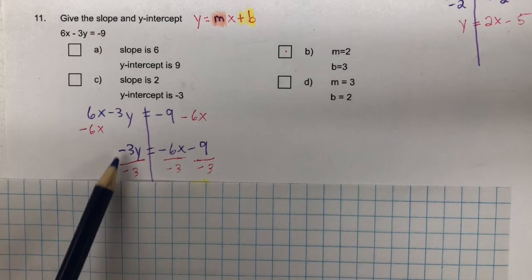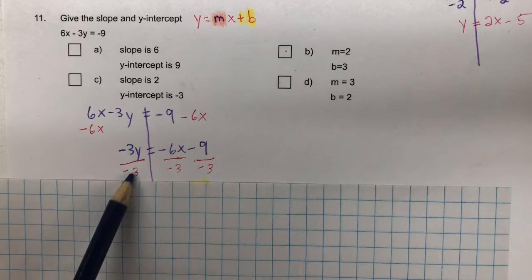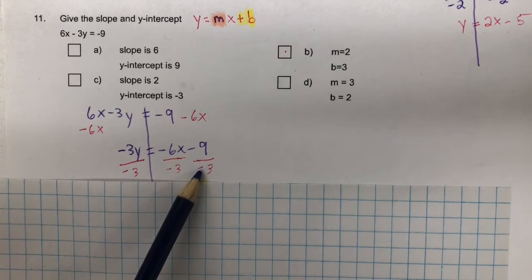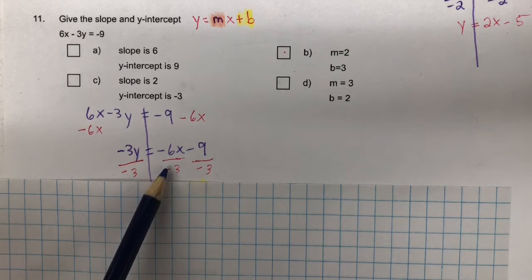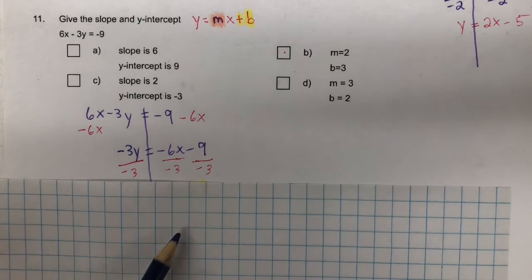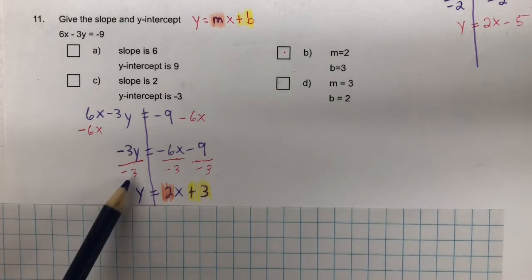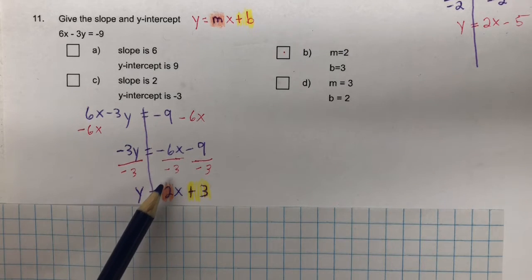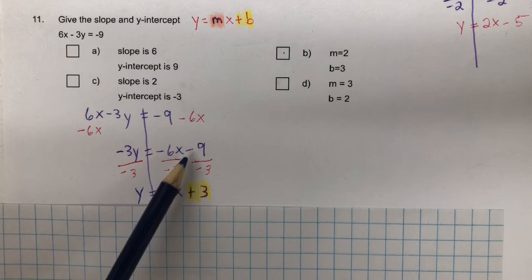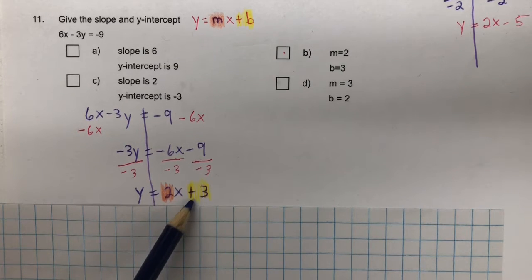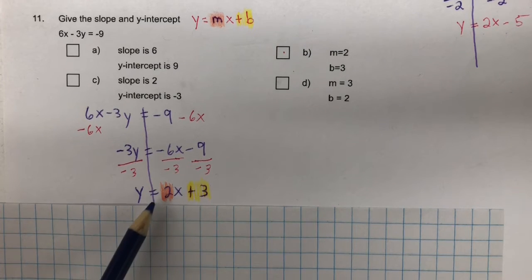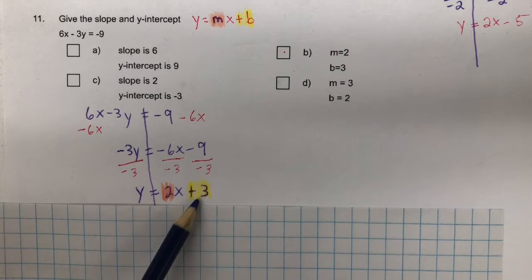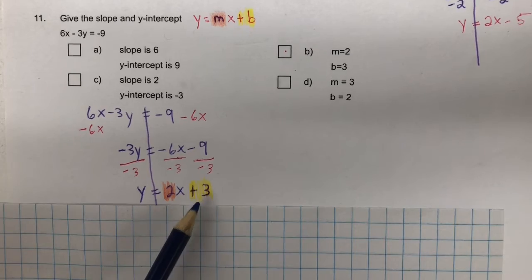So I'm going to divide by negative 3 to create the big 1. And what you do to one side, you have to do to every term on the other side. So I divide both of these terms by negative 3. So now we have the big 1. Negative 6 divided by negative 3 is positive 2. Negative 9 divided by negative 3 is positive 3. So the slope is positive 2, and the y-intercept is positive 3.